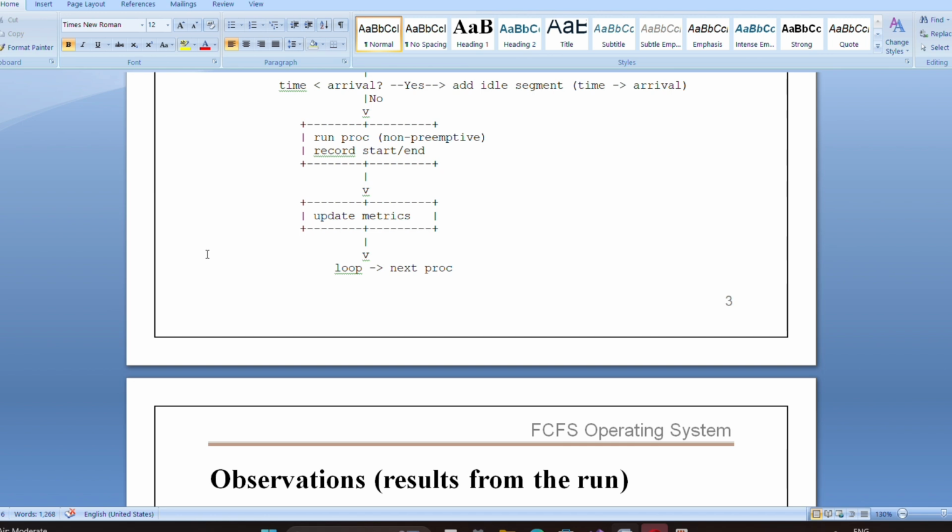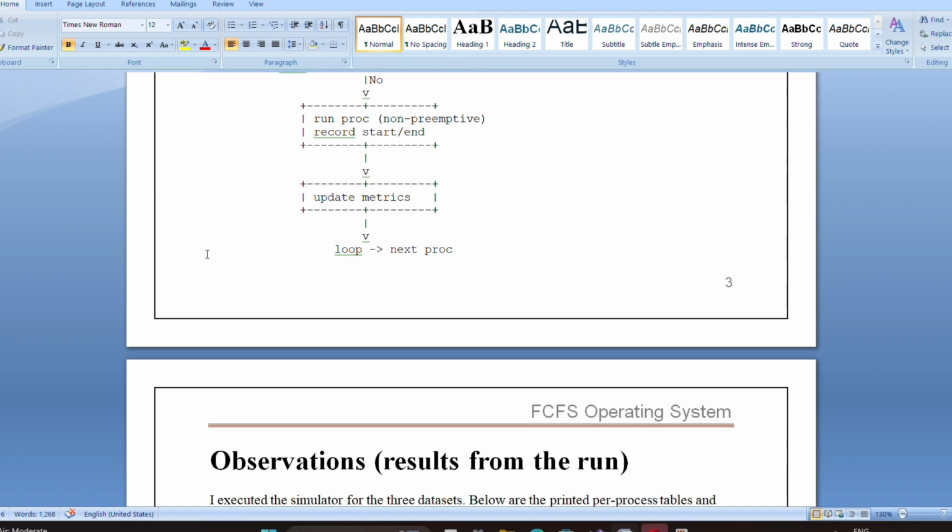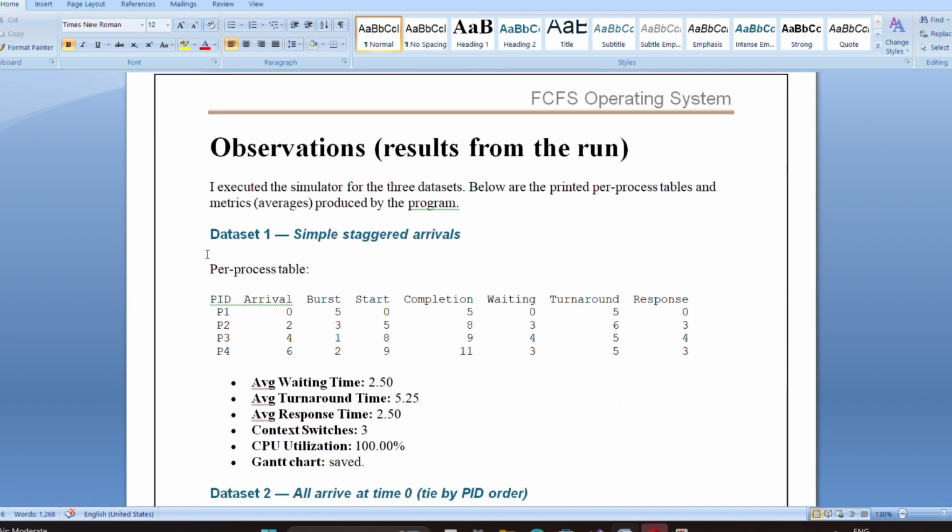Observation, or we can say the output result. I executed the simulator for the three datasets as I told before. That's dataset 1, 2, 3. Below are the written per-process tables and metrics produced by the program. For dataset 1, as normal, we have taken the four processes P1, P2, P3, P4.